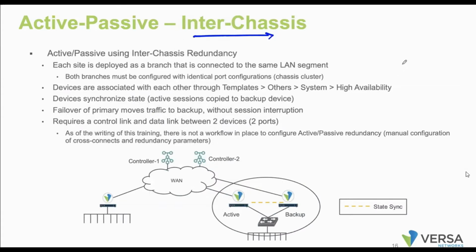So this is constructing the cluster. Again, this is going to be the active passive. We are going to configure the inter-chassis. What we'll try to do is create a relation between branches. Let's say this is my CP01, CP02. We'll go ahead and create a relation between these two devices.